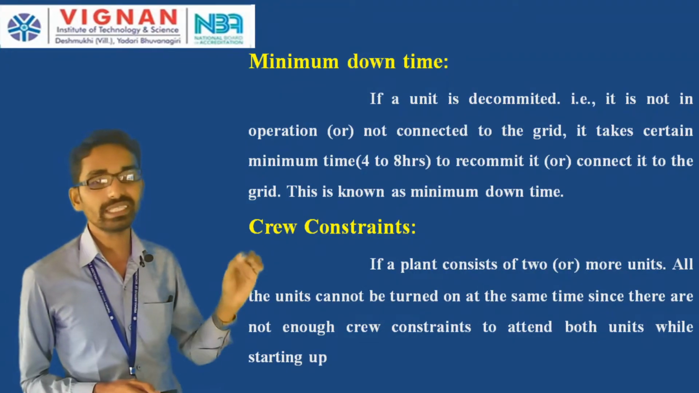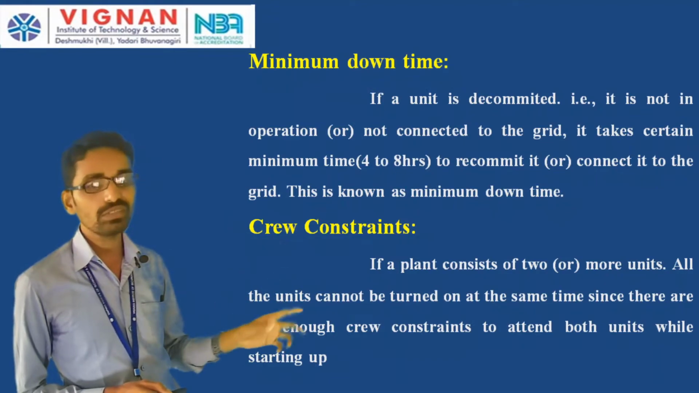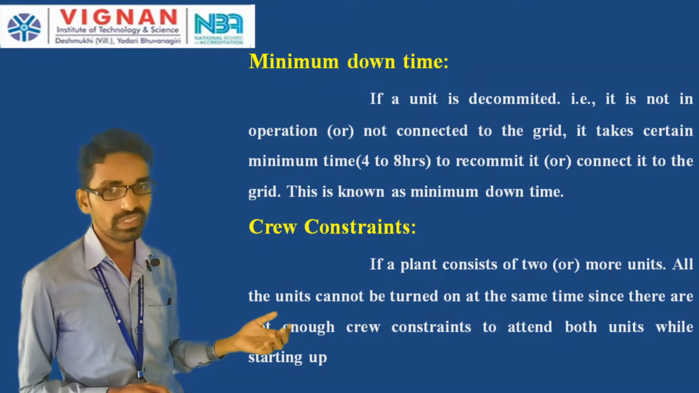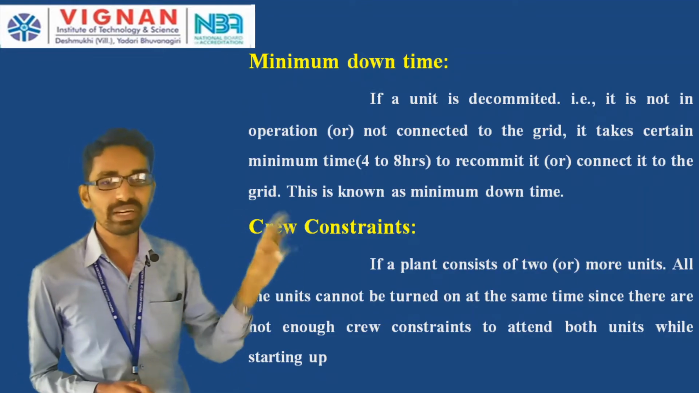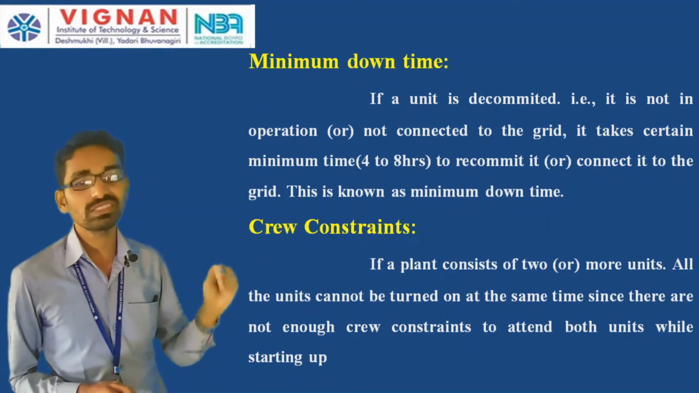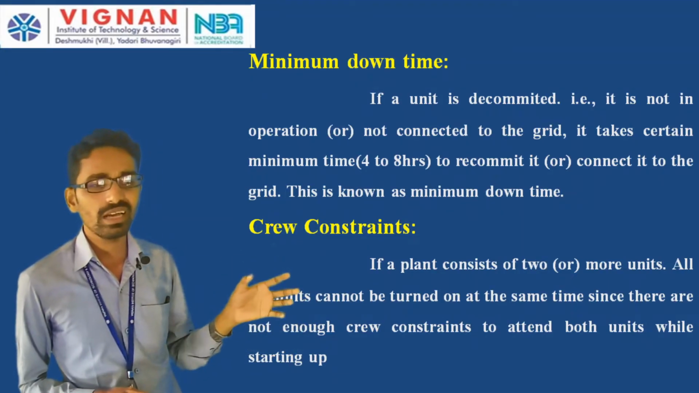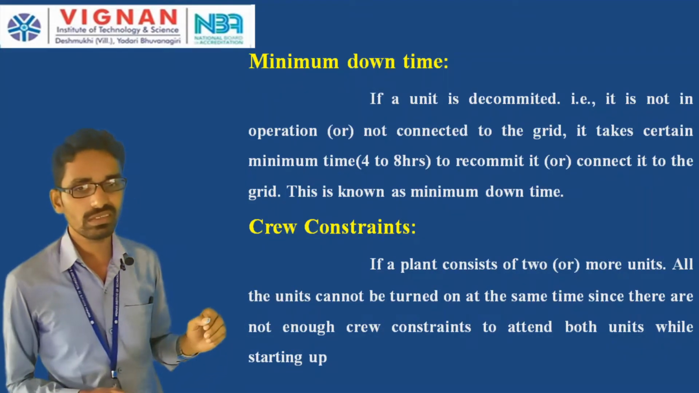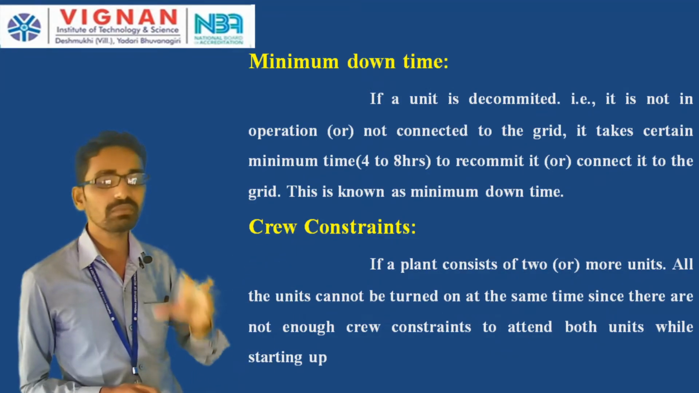If a plant consists of 2 or more units, all the units cannot be turned on at a time, because of crew constraints, which are nothing but the operating persons who are there to switch on and off the equipments or generators. There are a number of generators that need to be turned on, and we do not have enough crew to attend both the units at a time.